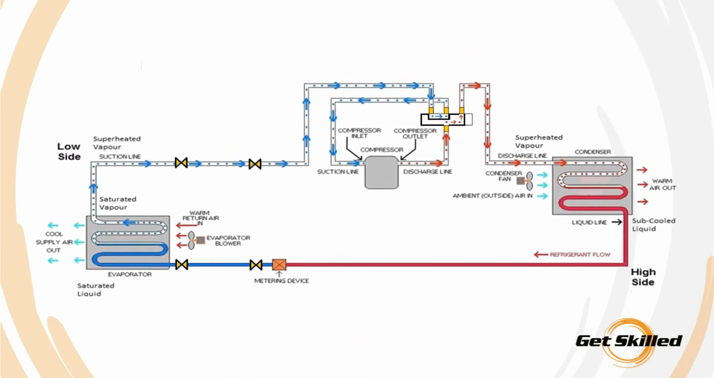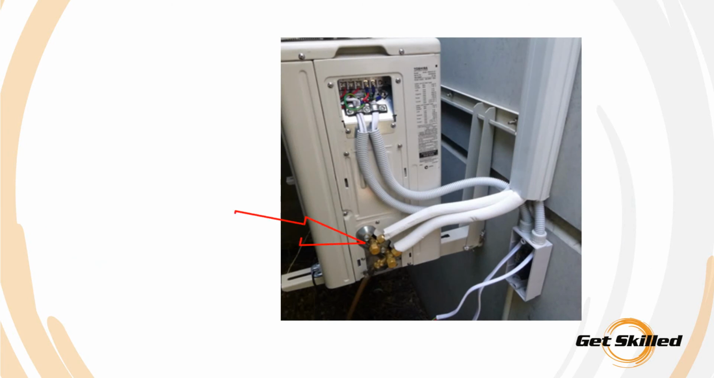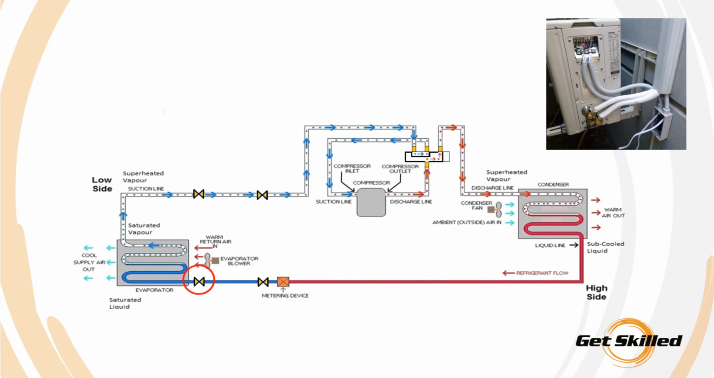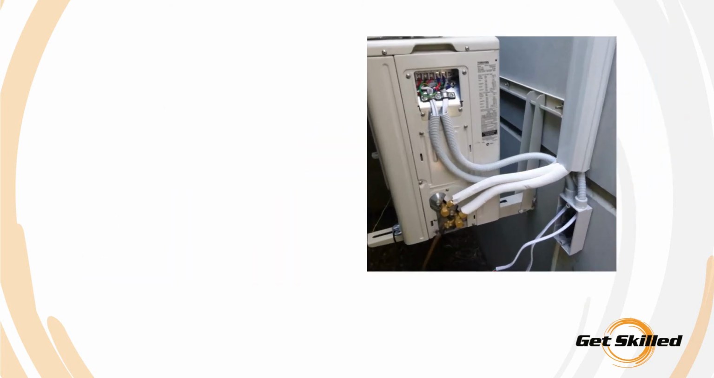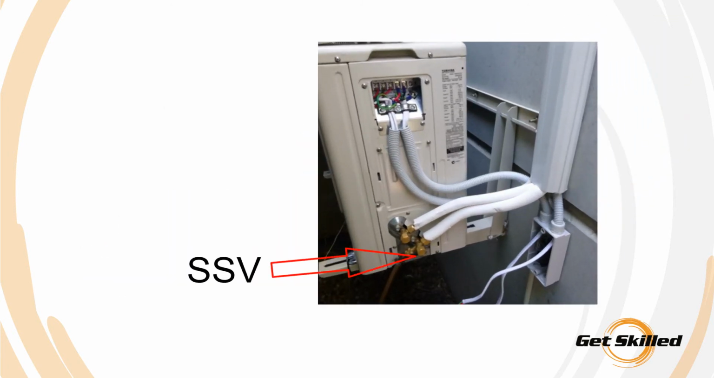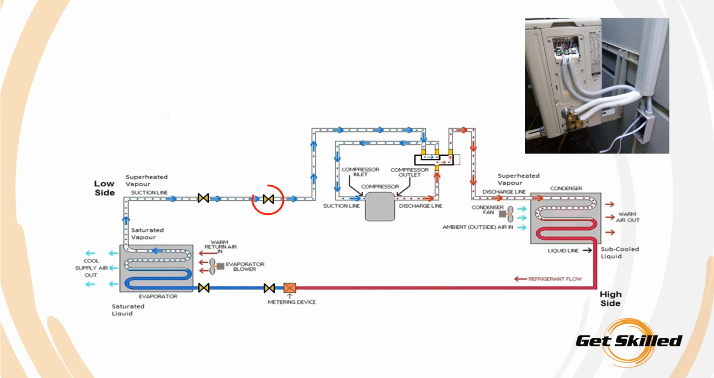Other system components include the discharge line, which connects the compressor to the condenser, the liquid line, which connects the condenser to the RMD, and the suction line, which connects the evaporator to the compressor. The discharge service valve, DSV, is the smaller of the two pipes. In cooling mode, liquid refrigerant leaves the outdoor unit for the indoor unit. The suction service valve, SSV, is the larger of the two pipes. In cooling mode, it sucks the vapor refrigerant into the compressor.